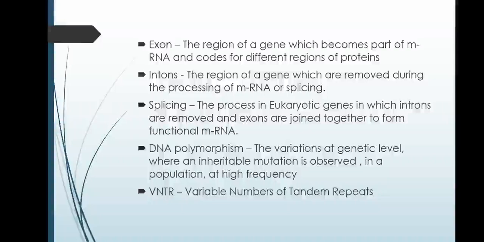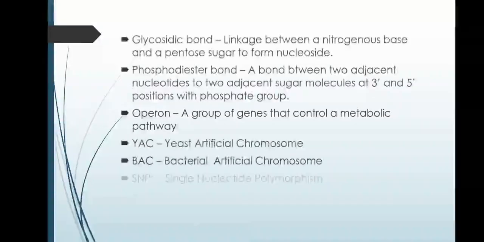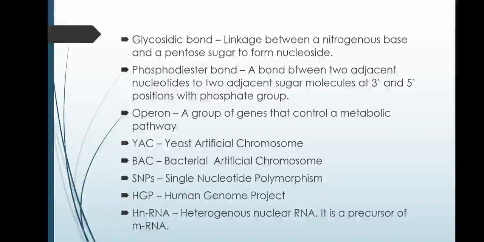Students, now look at some full forms: VNTR, variable number of tandem repeats. YAC, the yeast artificial chromosome. BAC, bacterial artificial chromosome. SNPs, single nucleotide polymorphism. HGP denotes the Human Genome Project, and heterogeneous nuclear RNA, hnRNA.